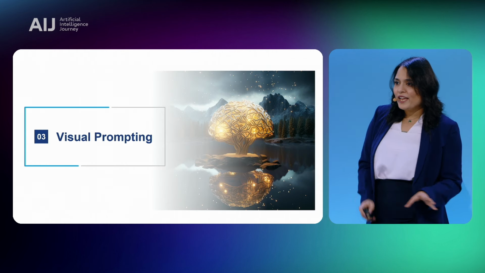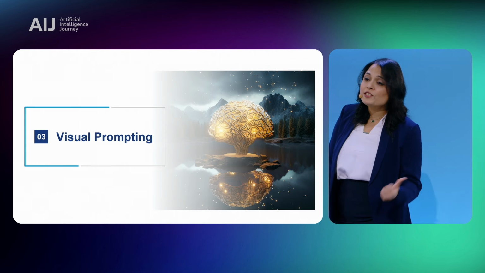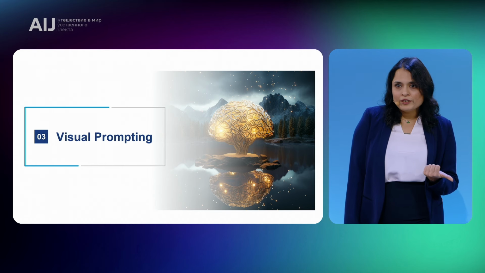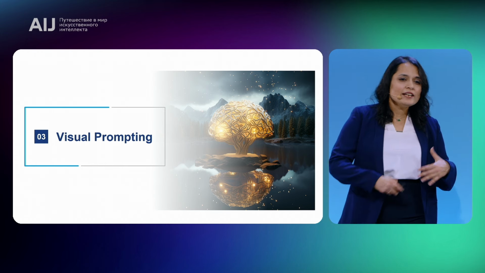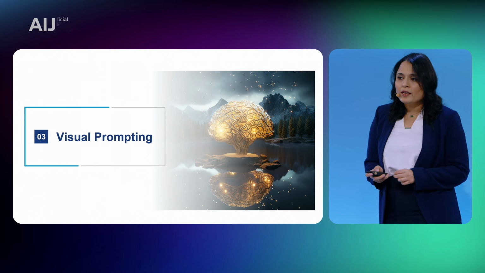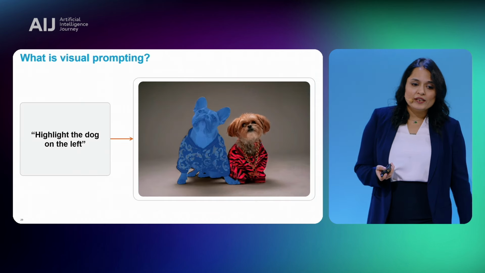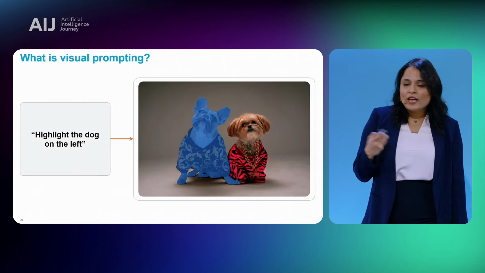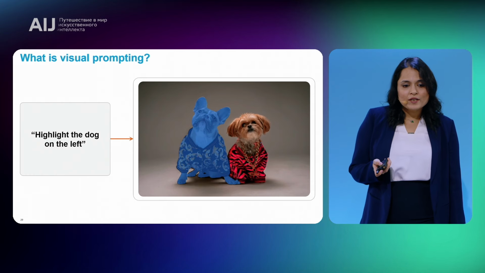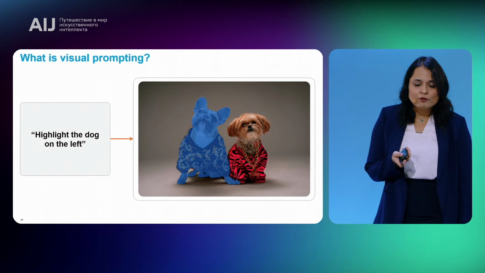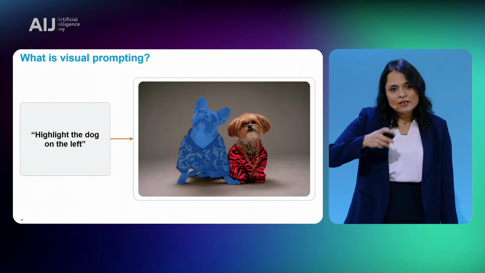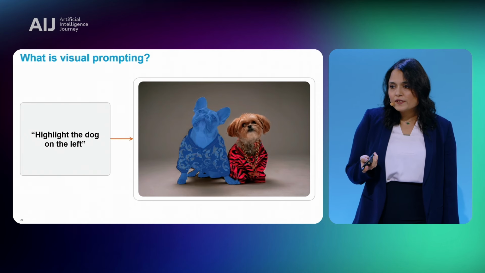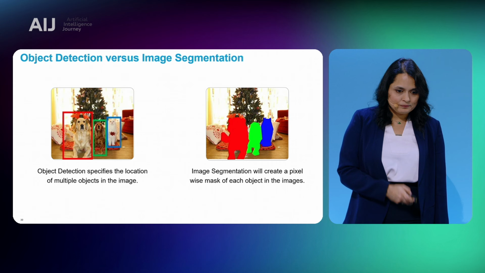Now we understood, we have covered 2 sections. We understood what exactly diffusion models do and how the working looks like. Now let's go to the next part, which is visual prompting. This is about how we can actually use prompts to modify our images. Over here, you can see that if you give a prompt like highlight the dog on the left, you can actually do operations on your images using visual prompting.